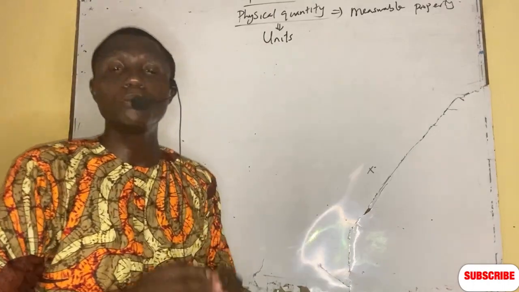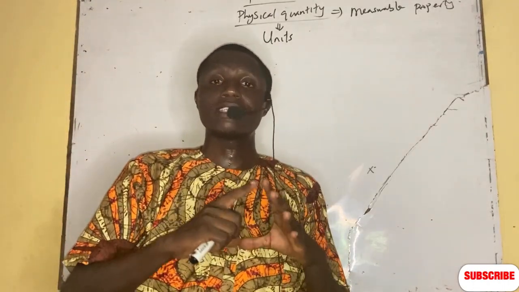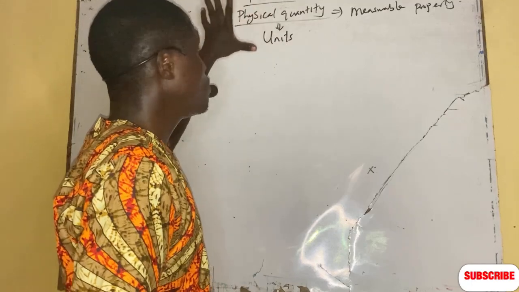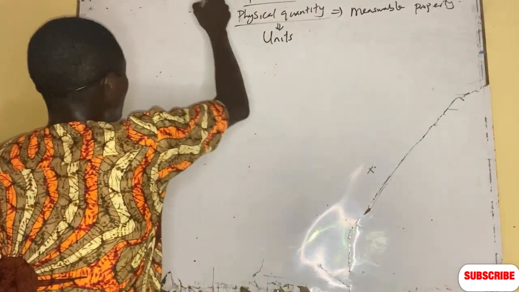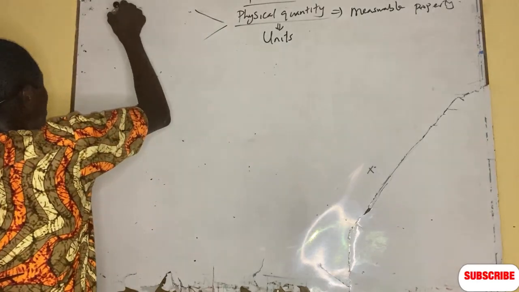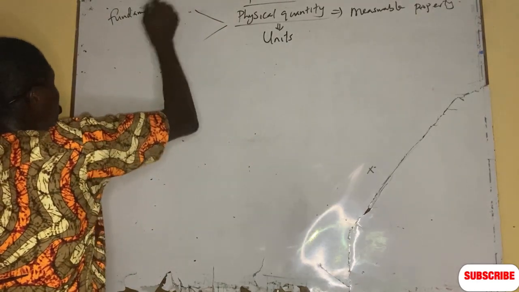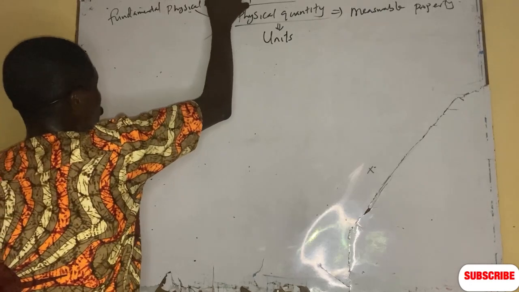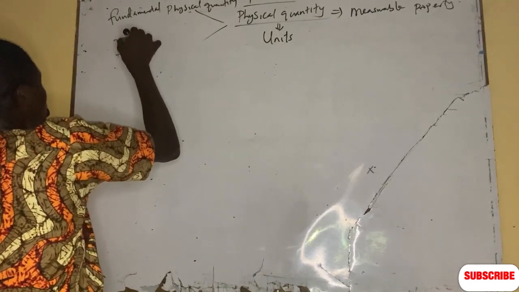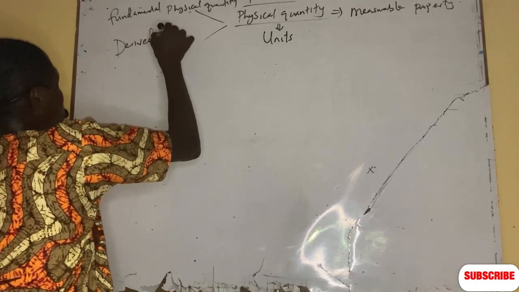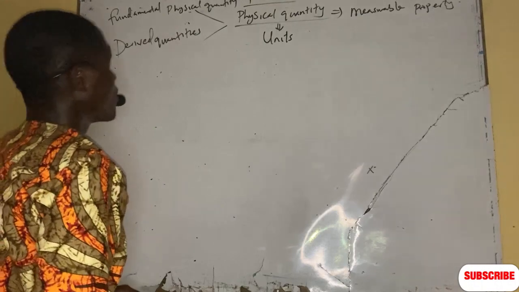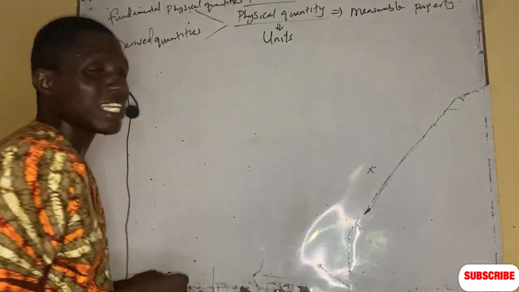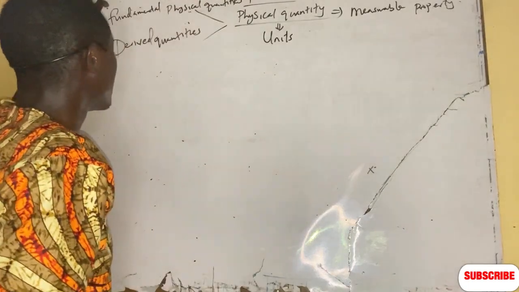Basically, there are two major classifications of physical quantity. There are two major groups of physical quantity, which are the fundamental physical quantities and the derived physical quantities. So physical quantities can be classified into fundamental and derived quantities.